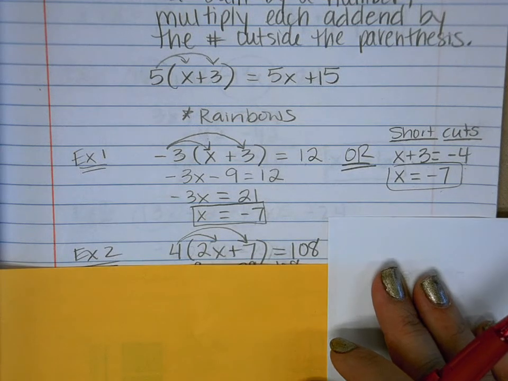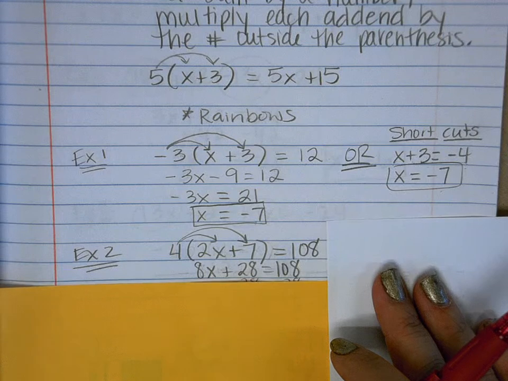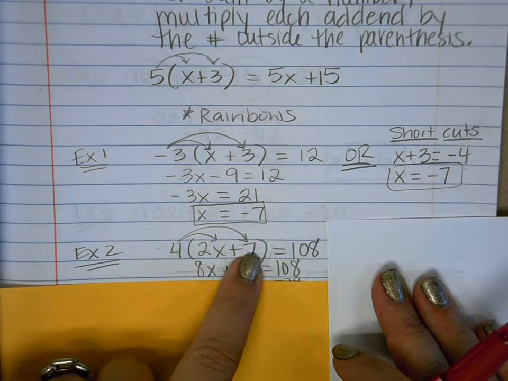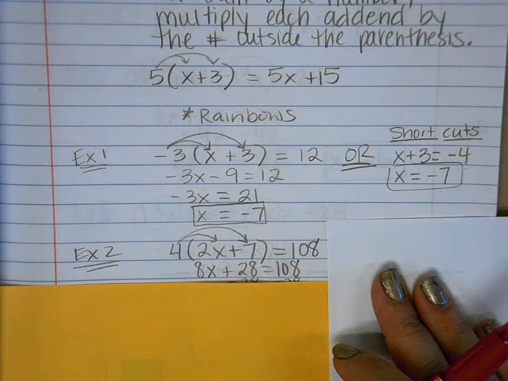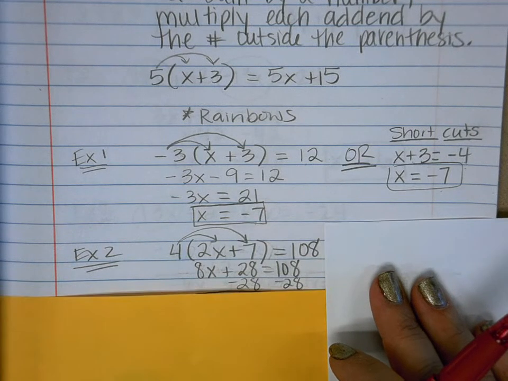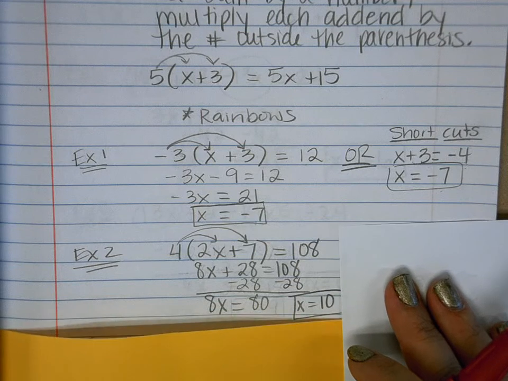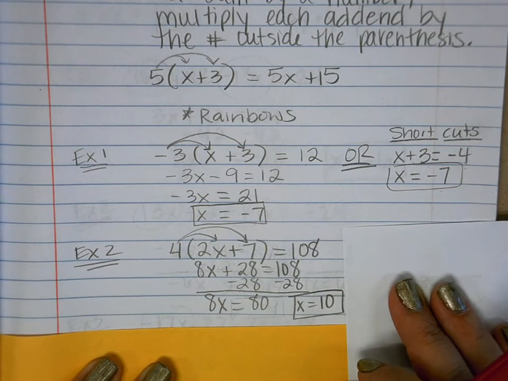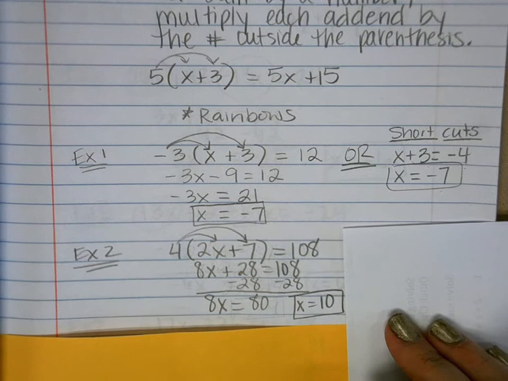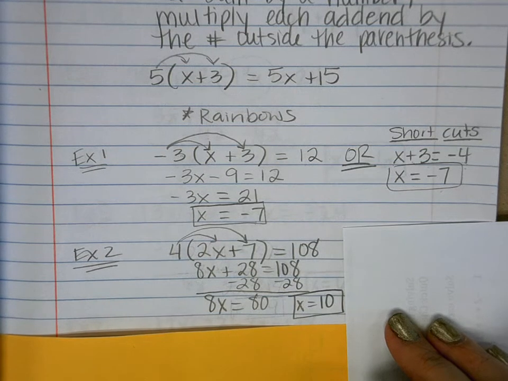So that would be 4 times 2 is 8, right? So then we just write 8x. 4 times 7 is 28. Now we have to subtract 28 and divide by 8. Subtract the 28 first. Divide by the 8. And x should equal 10.